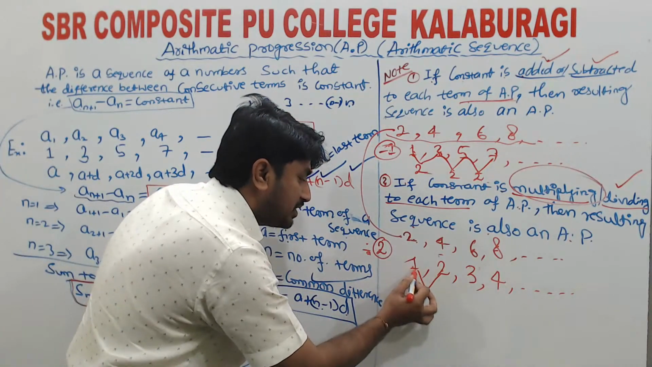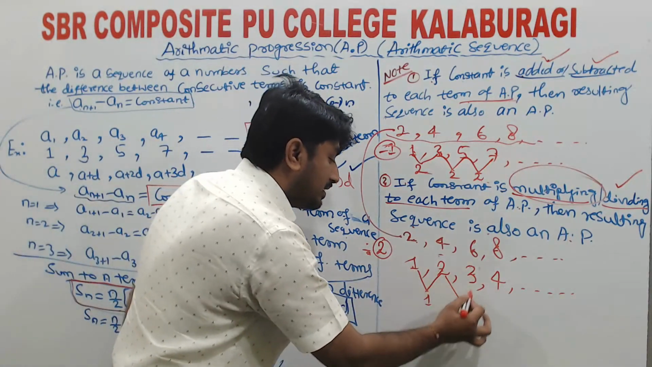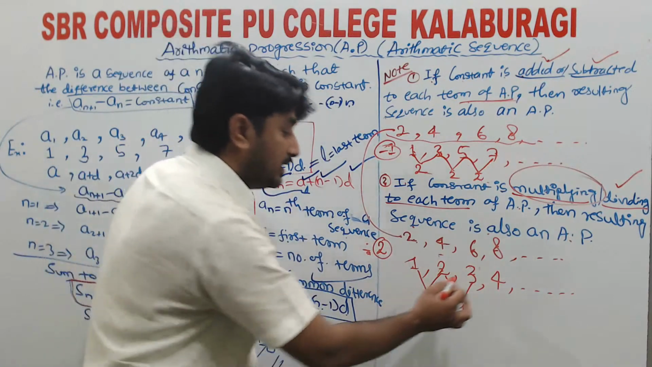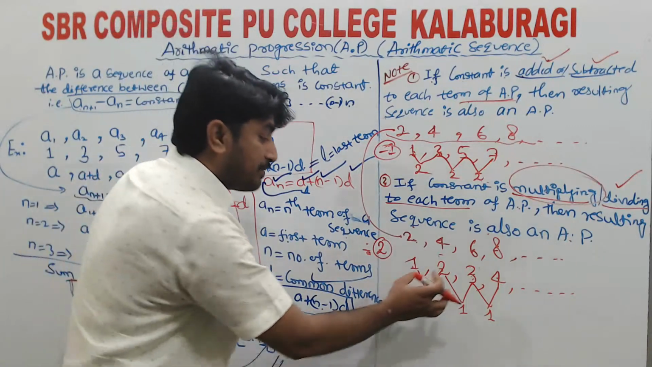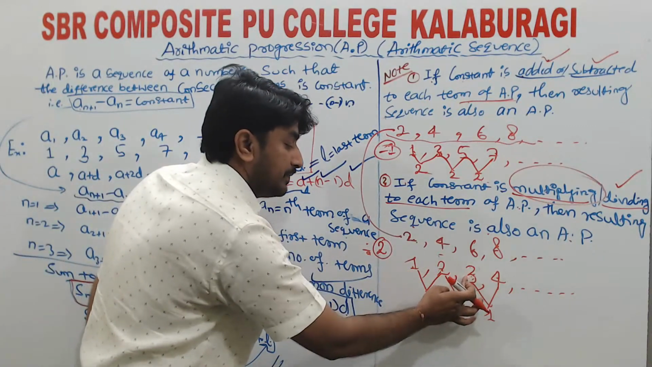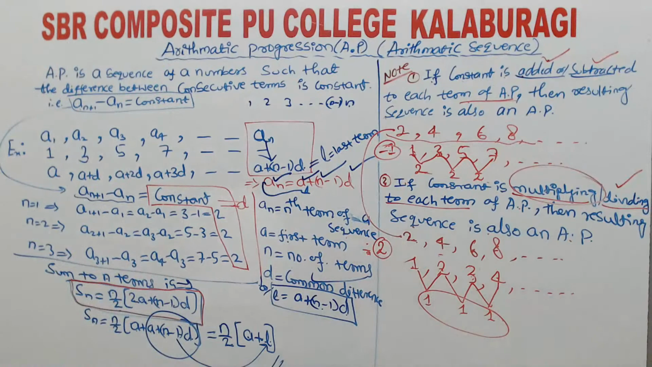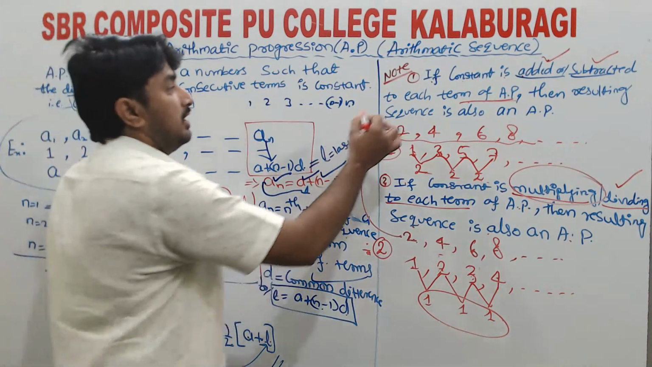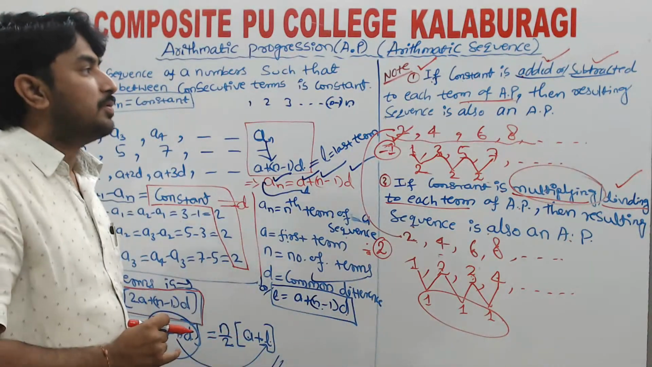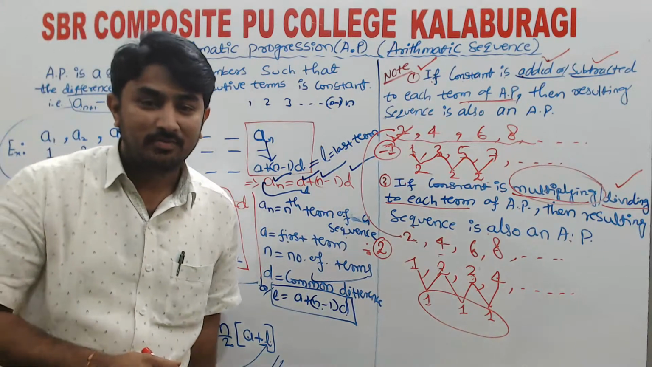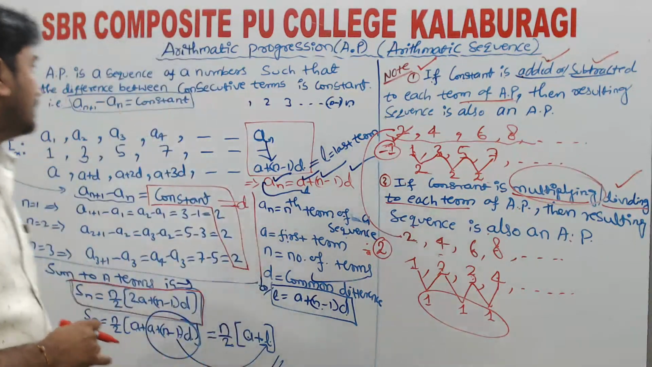The common difference between these two is 1, here 2 minus 1. Here 3 minus 2, again the common difference is 1. Here 4 minus 3, again the common difference is 1. It means the difference between two consecutive numbers is always constant, which means it is an arithmetic progression. So clearly notes 1 and 2 show that if you add, subtract, multiply or divide, the arithmetic progression remains unchanged.